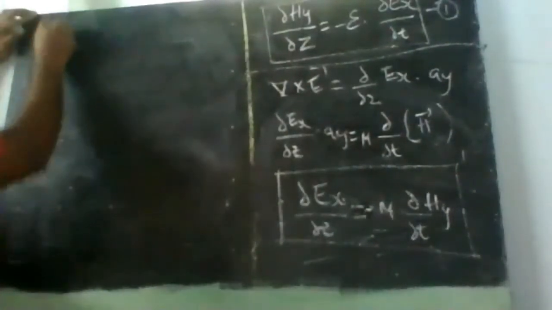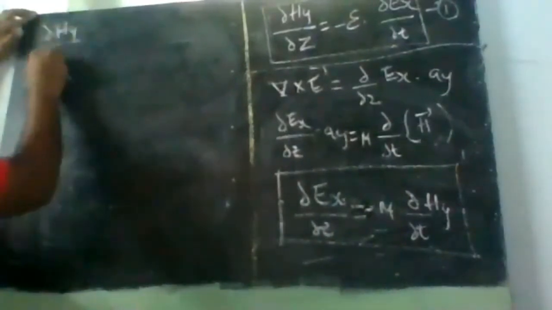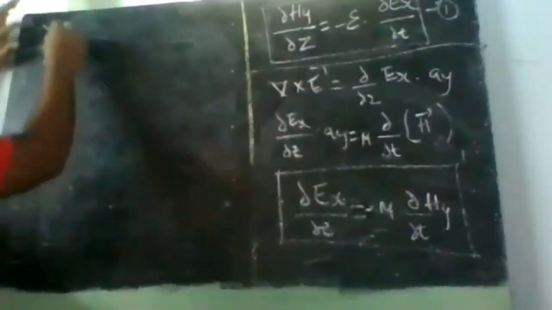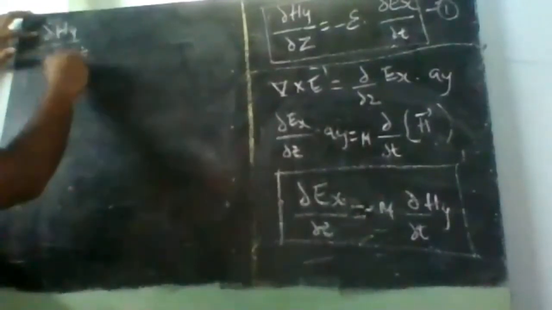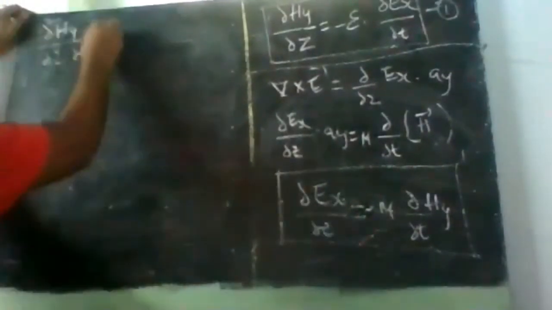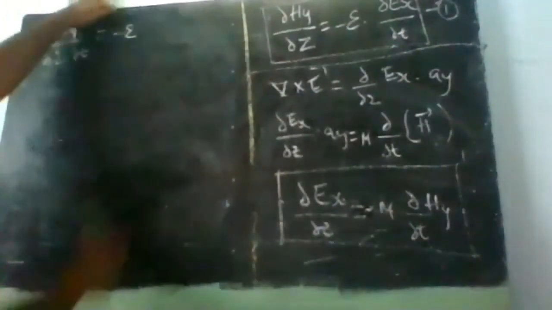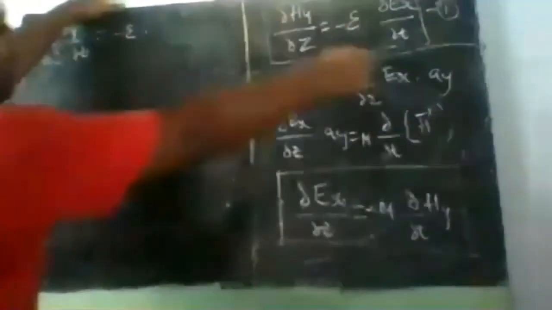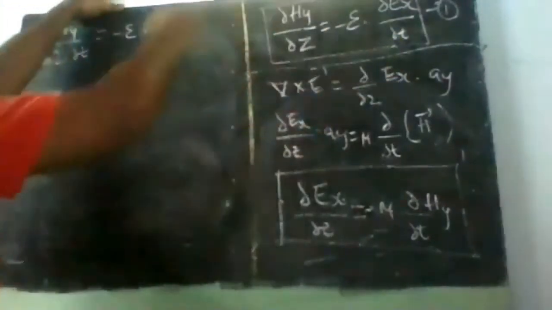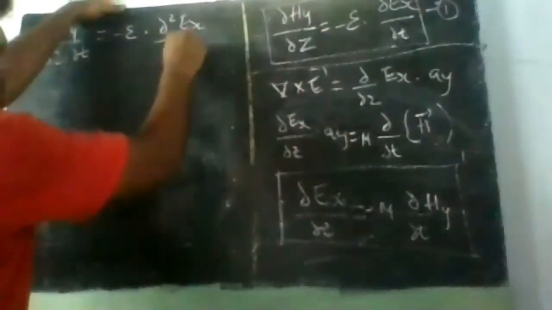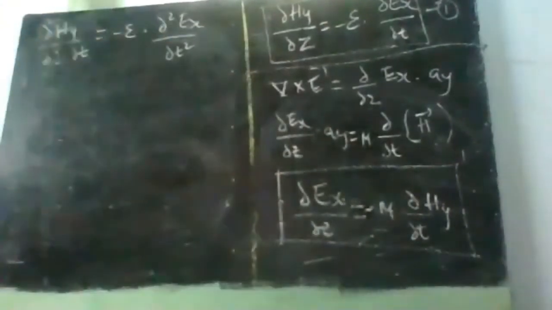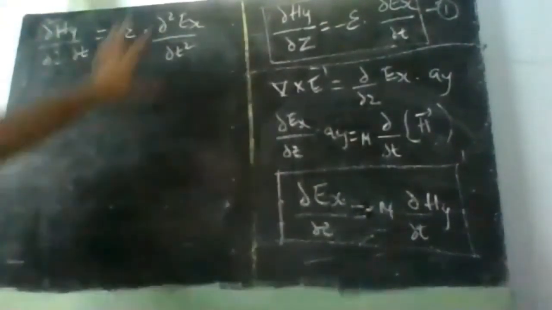So what I get is dou Hy by dou z, and now we are adding another differentiation, so dou square Hy by dou z dou t is equal to, epsilon is a constant, so put as it is, minus epsilon into differentiation with respect to t. So again we get dou square Ex by dou t square.